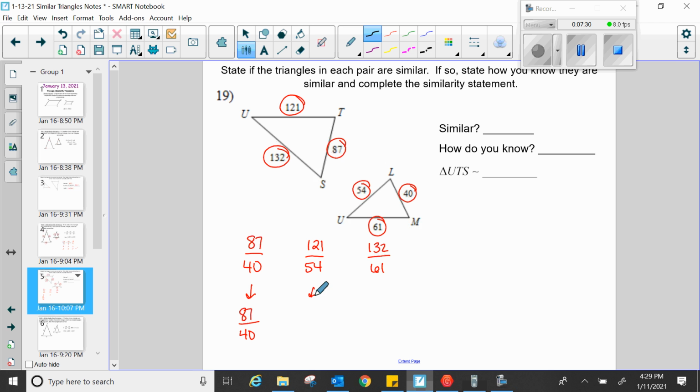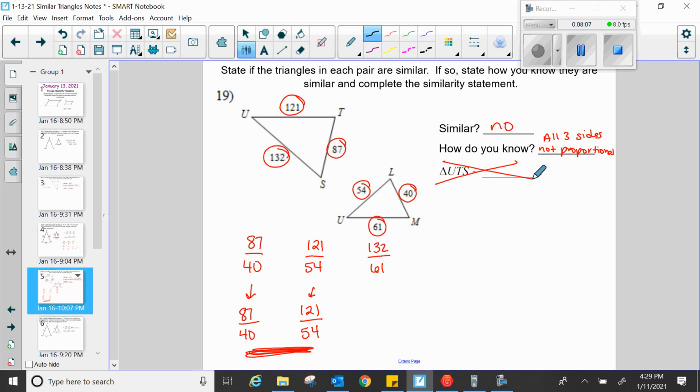And then I don't even have to bother looking at the next one, because if you look at these two, they don't reduce to the same number, so you might as well just stop. So are they similar? No, they're not. And where it says, how do you know? We could just say, all 3 sides not proportional. I'm running out of room. Okay, and then we don't have to fill this out because they're not similar.